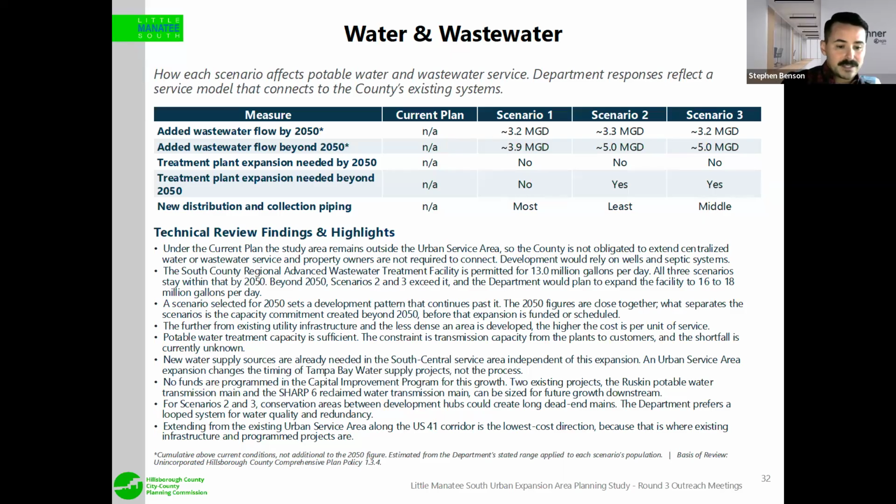No funds are currently programmed in the county's capital improvement program to accommodate any of the growth shown in scenarios 1, 2, and 3. Two existing projects, the Ruskin potable water transmission main and the Sharp 6 reclaimed water transmission main, could be sized for future growth downstream. For scenarios 2 and 3, conservation areas between development hubs could create long dead-end mains, which is not desirable, and the department would prefer a looped system for water quality and system redundancy. Extending from the existing urban service area along US 41 is the lowest cost direction because that is where existing infrastructure and program projects already are.